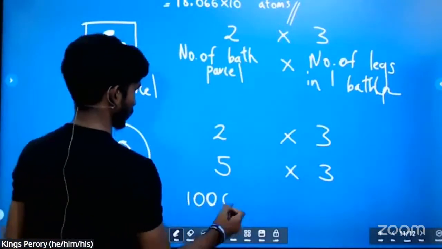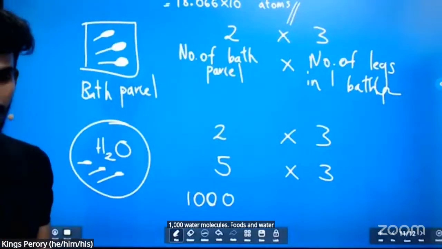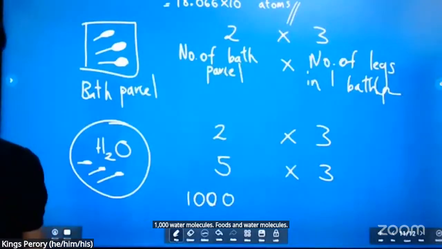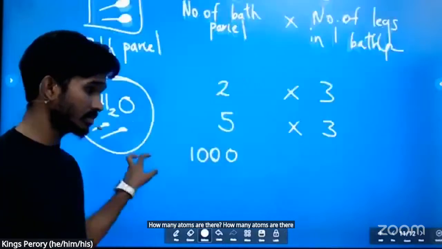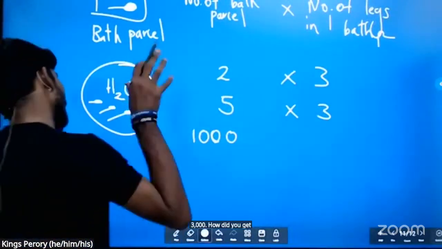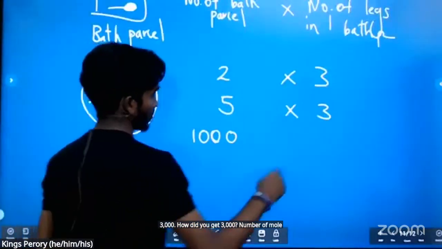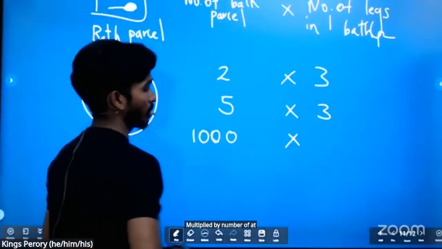1000 water molecules. How many atoms are there? 3000. How did you get 3000? Number of molecules, 1000, multiplied by number of atoms in one molecule, 3.